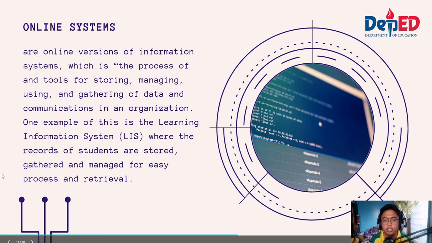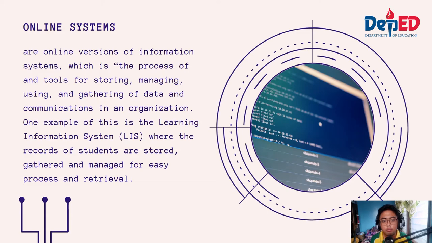Online systems are online versions of information systems, which is the process of and tools for storing, managing, using, gathering of data, and communication in an organization. One example of which is the Learner Information System, where the records of students are stored, gathered, and managed for easy process and retrieval. Okay, if you're familiar with your LRN or Learner Reference Number, it came from the LIS, or Learners Information System, that we have in the Department of Education.